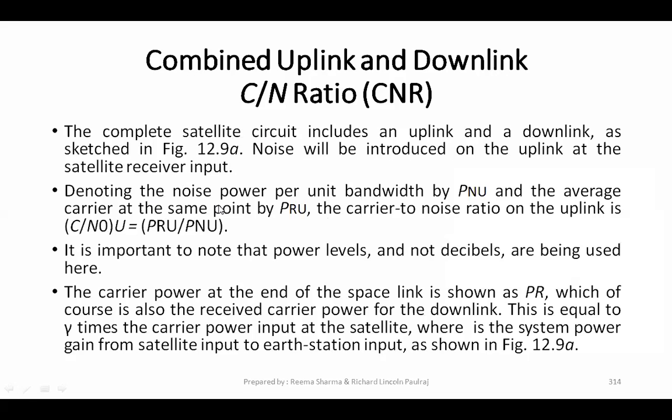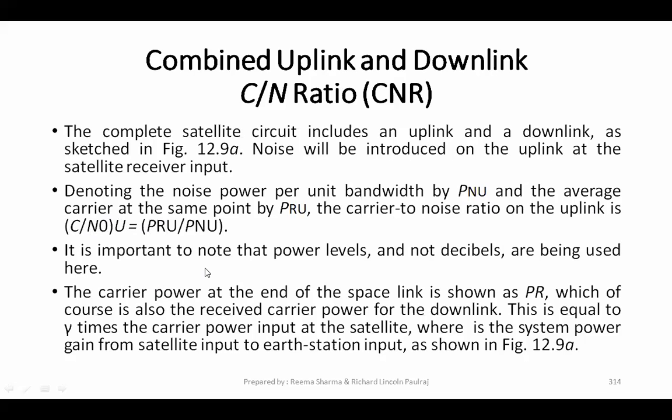Denoting the noise power per unit bandwidth by PNU, and the average carrier power at the same point by PRU, the carrier to noise ratio on the uplink, which we denote as (C/N)U, has the carrier in the numerator and the noise in the denominator, and is equal to PRU by PNU. Both are with respect to the uplink.